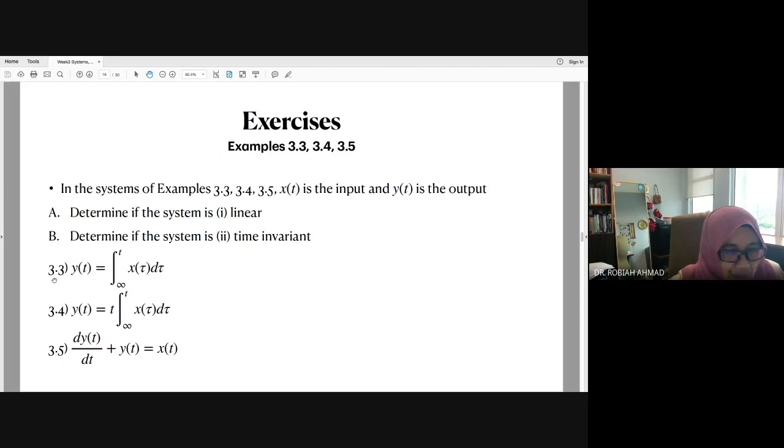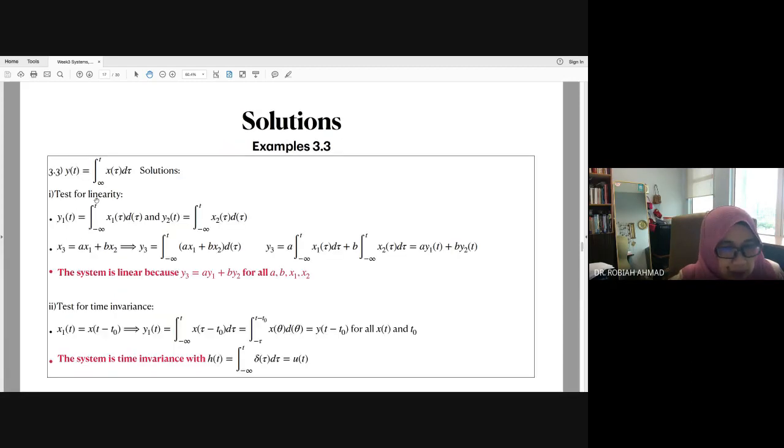For example, like for 3.3, y(t) equal to integral of x(tau) d tau, 3.4 y(t) equal to t times integral of x(tau) d tau, and then finally dy(t) over dt plus, this one is a basic ODE equation, y(t) plus x(t). So kita nak tengok whether the system is linear or not, whether the system is time invariant. So please do that for the test for linearity and test for invariance. Dan kita tengok whether the system is linear and time invariant.